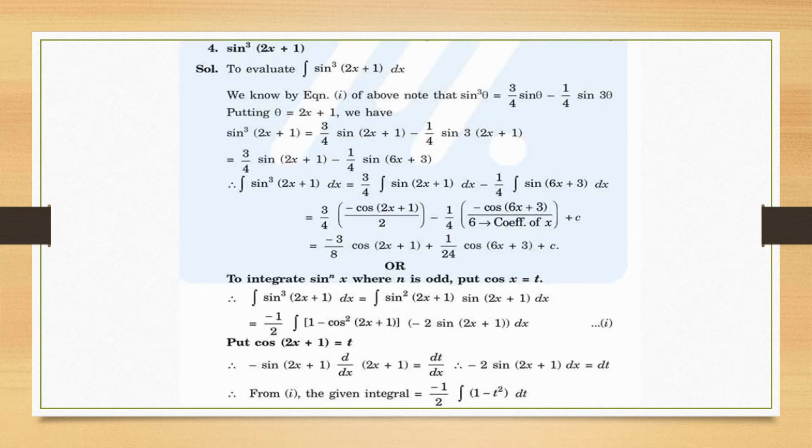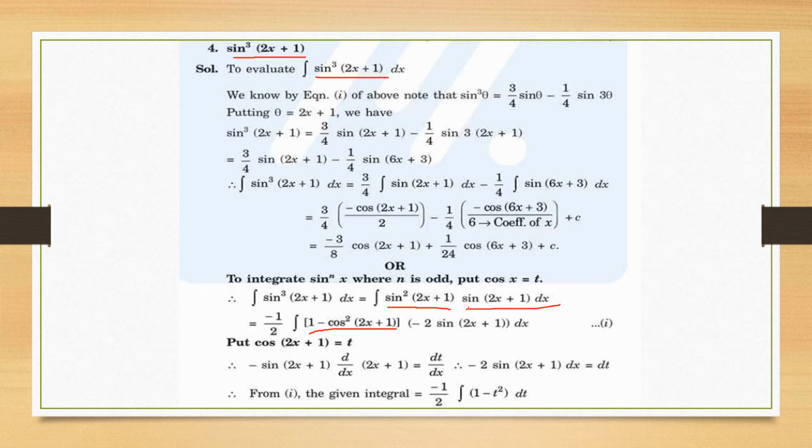Number 4 is sine cube of 2x plus 1. Now, to integrate sine cube x, we discussed that we can just change it to this form. The second way is like sine square and then sine. The angle is 2x plus 1, right? And the first sine square needs to be changed as 1 minus cos square, and the second one is sine of 2x plus 1 dx, okay?